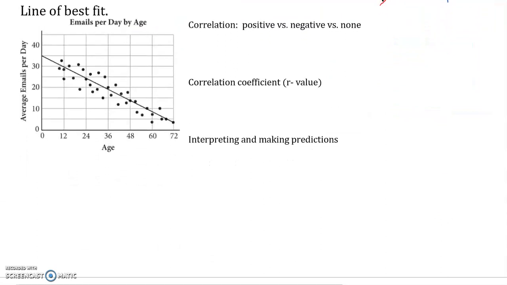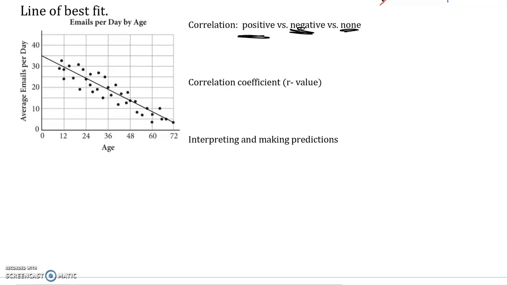Now let's talk about an application of lines, which would be the line of best fit. The line of best fit typically deals with a scatter plot. It's a bunch of dots that represent some kind of data. Now, several things that you need to be able to do about line of best fit is determine the correlation. Typically, you can have a positive correlation, a negative correlation, or no correlation at all.